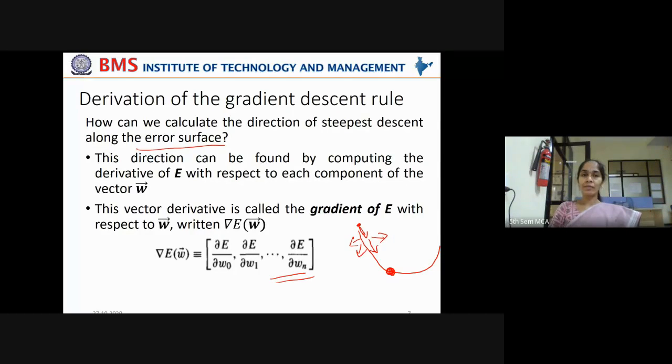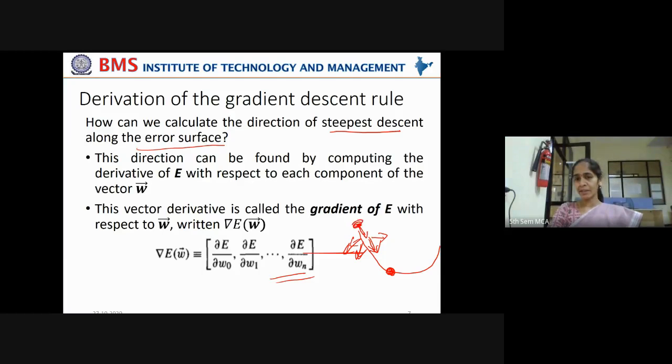Now how can we calculate the direction of steepest descent, whether in this direction or in this direction? What does it mean? The direction of steepest descent is nothing but the direction in which the model can reduce the prediction error. Because we are understanding it with the mountain descending example, we are calling it steepest descent, the steepest reduction in the error. How do you calculate in which direction the algorithm should proceed to reduce the error to the maximum? That is called steepest descent.